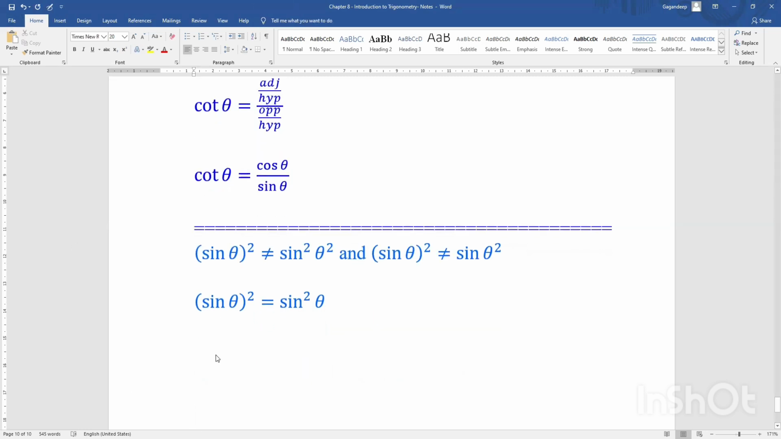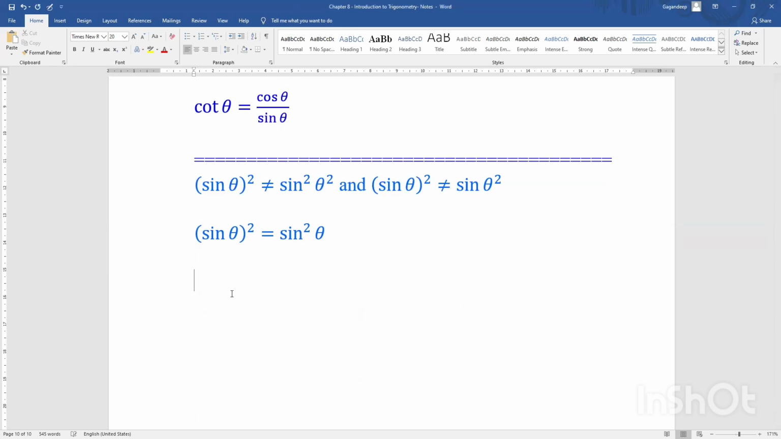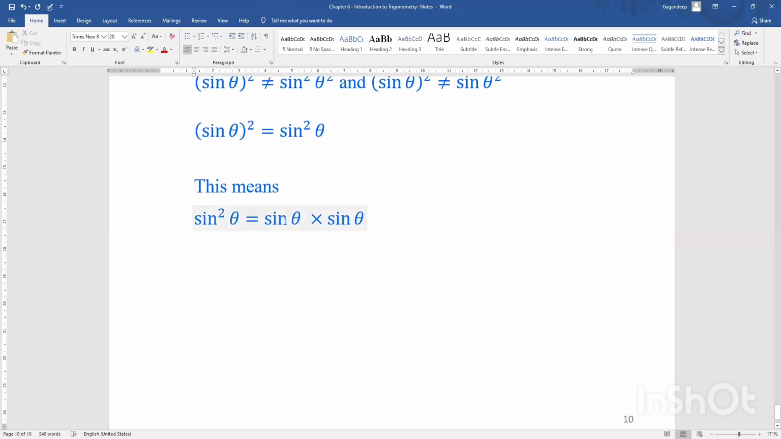Now, what is this sine square? It means sine square theta is nothing but sine theta into sine theta. So that's why we got sine theta whole square. Sine square theta means sine theta into sine theta, multiplied twice. And then what about cos square theta? Similarly, cos square theta is cos theta into cos theta.